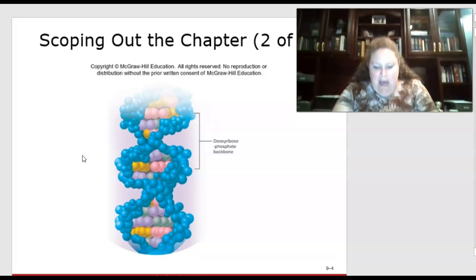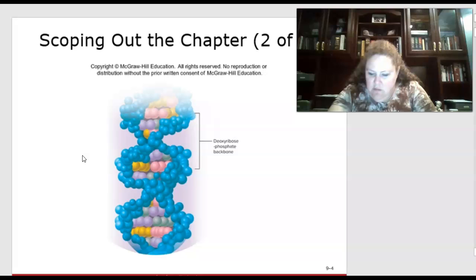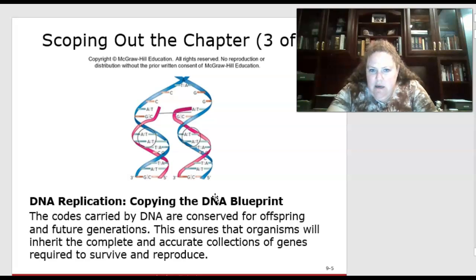So you can see here, and this is in the scoping out chapter, on the first page of your book, that you have the DNA here, which is deoxyribonucleic acid. That's what DNA stands for. Here you can see how DNA is replicated, or we make copies of it, right? Make a copy of that DNA. So basically, the codes that are carried by the DNA are conserved for our offspring and for future generations.